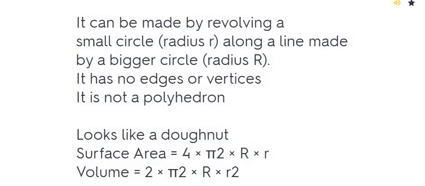Torus. It can be made by revolving a small circle along a line made by a bigger circle. It has no edges or vertices. It is not a polyhedron. Looks like a donut. Surface area equals 4π²Rr. Volume equals 2π²Rr².